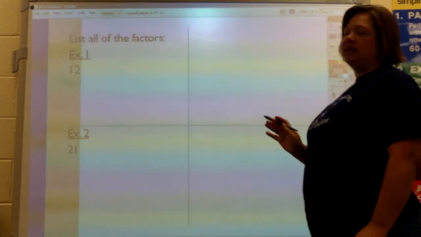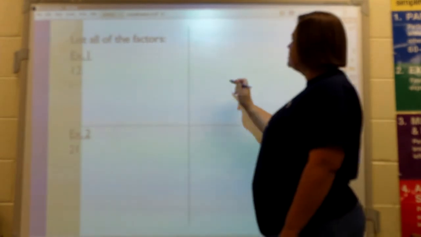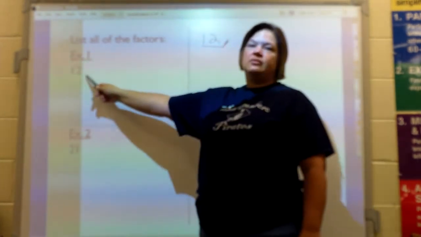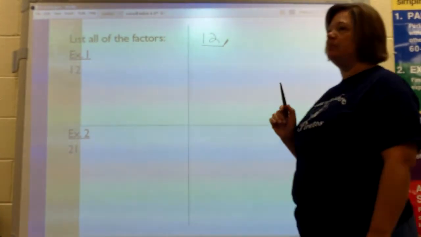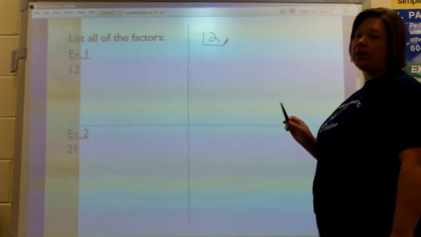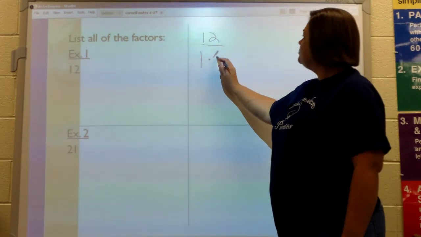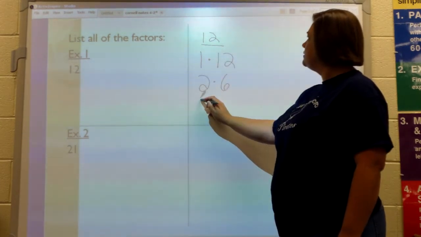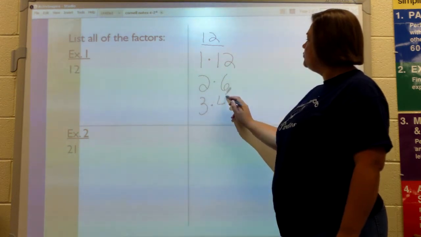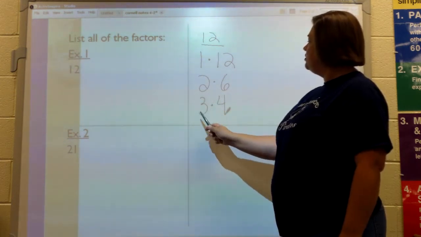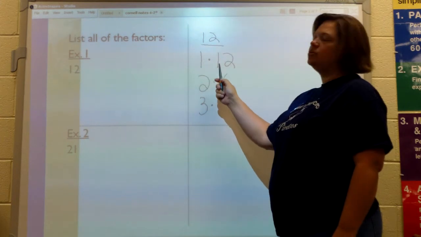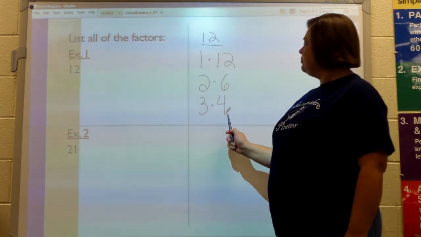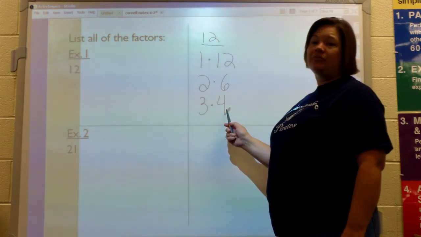Let's look at an example of listing factors. This is very easy to do. If we want to know what the factors of 12 are, that means all of the problems that can be multiplied together to give you an answer of 12. So we have 1 times 12, 2 times 6, 3 times 4. Now notice I'm at 3 and 4. I'm doing these in order starting with 1 times something, 2, 3. I'm back to 4, so therefore I know I'm finished.